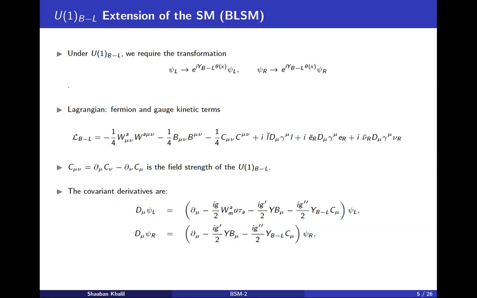Is it charged under B minus L? Therefore, we will have i g double prime, or we call it g_{B-L}, times Y_{B-L}, and the gauge boson of B minus L. So normal structure, normal procedure. For psi right, you can imagine it will be charged under B minus L, so it has the same term. Hypercharge will give the same term, but not SU(2), because this is right-handed. This will be D_mu psi_R. Okay, so nothing really new.